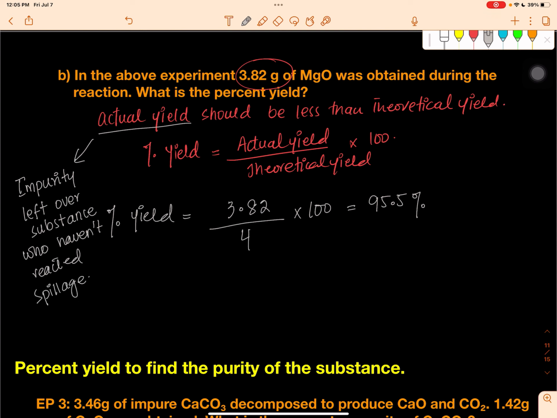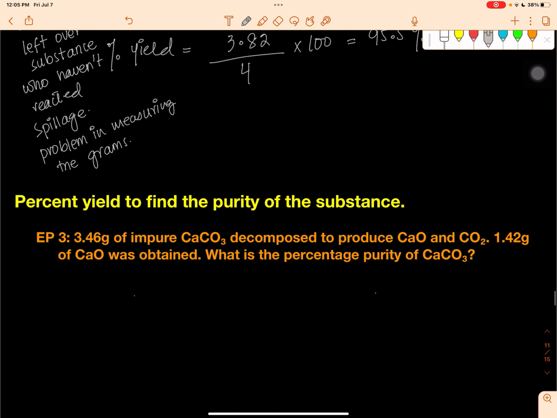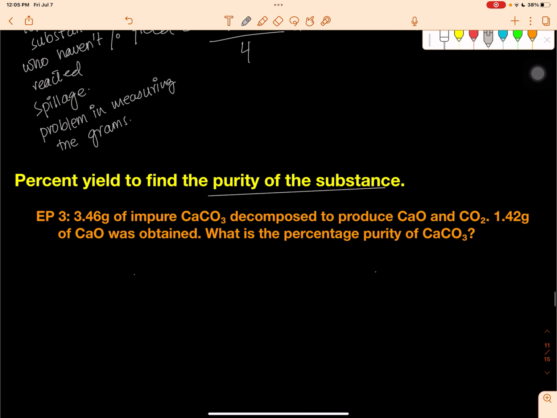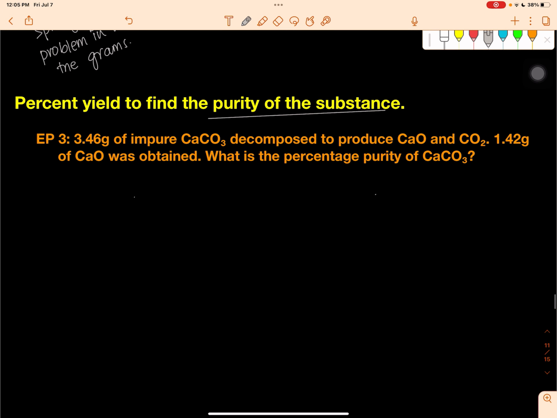there could be a problem in reading, a problem in measuring the grams at the start of the experiment or after the experiment. So there could be many reasons. One aspect we need to look into is the purity of the substance. That could be another thing used to find out how pure our substance is. So in this example problem 3, we will be finding out how the purity or impurity of a substance could be found.